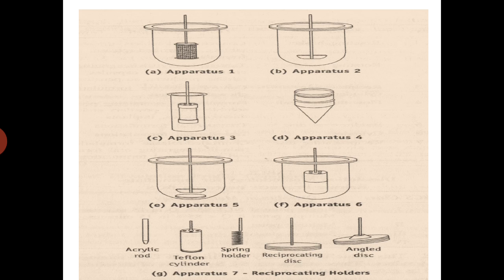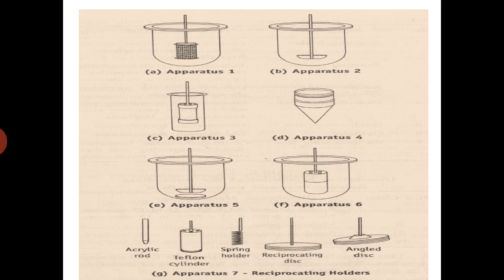Selection of apparatus is based upon the nature of the dosage form as well as the nature of the drug molecules. Some drugs will be least soluble, highly soluble, or poorly soluble. Some dosage forms will be controlled release, some transdermal, some immediate release, some capsules. Based upon the type of dosage form and the physicochemical nature of the drug, the selection of the apparatus varies.